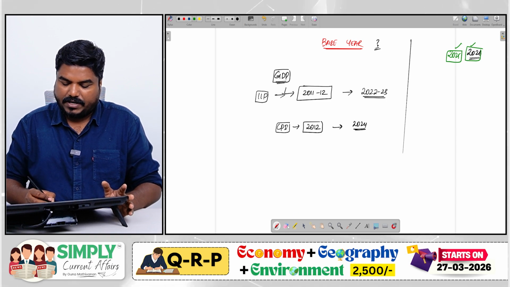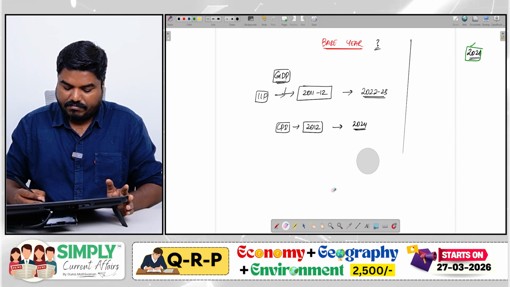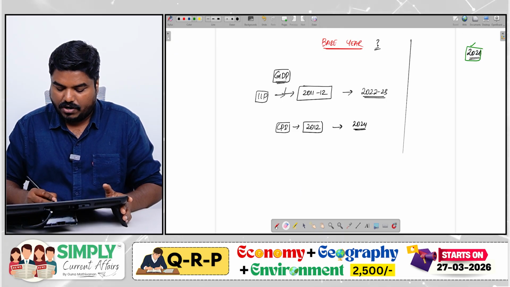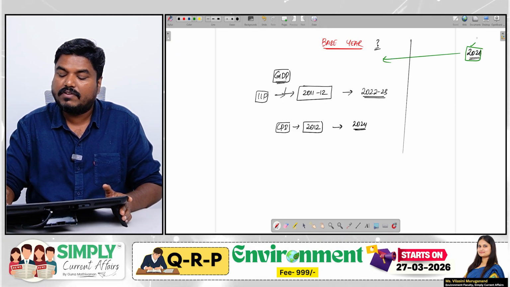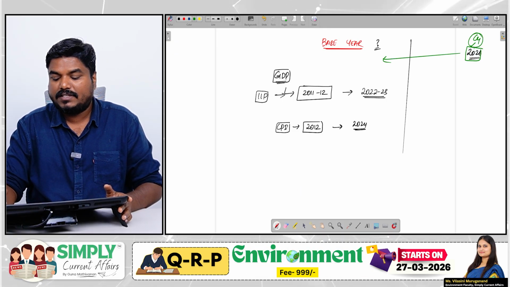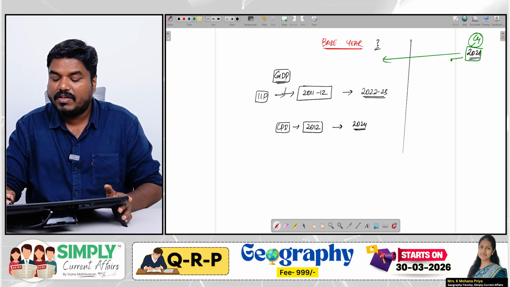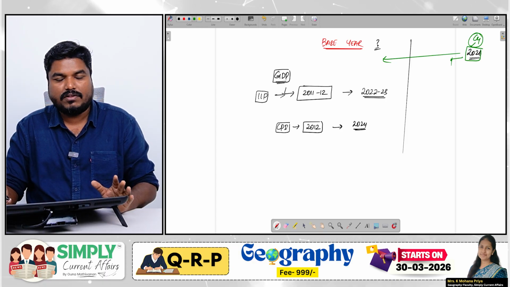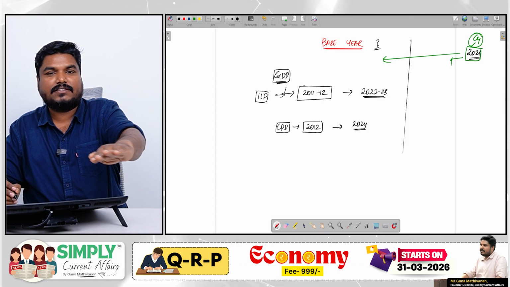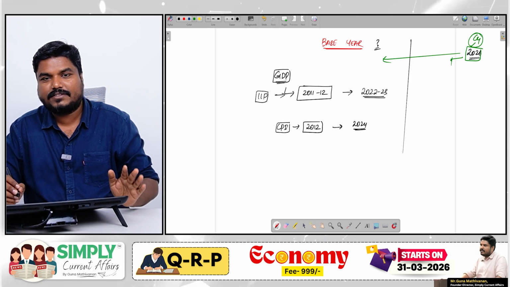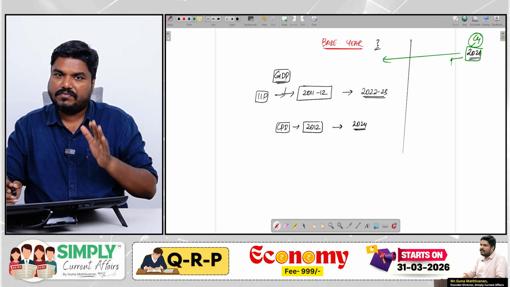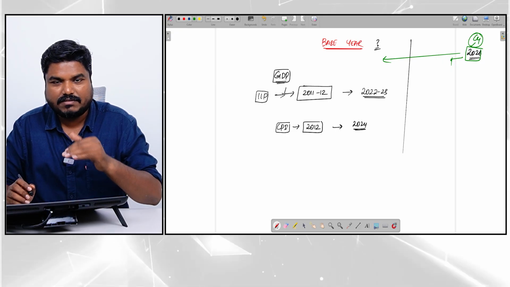So 2 things we have to keep in mind while deciding the base year. It should not be very far from the current year. At the same time, the base year should not be very close with the current year also. It should be at a distance. Right. So we understood why the base year has to be revised.